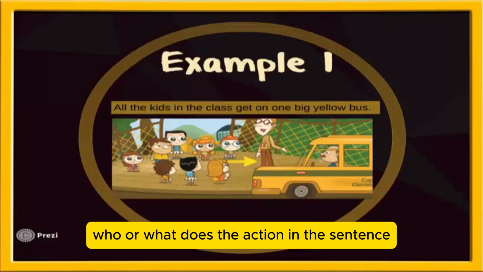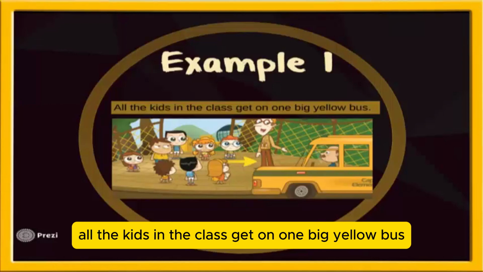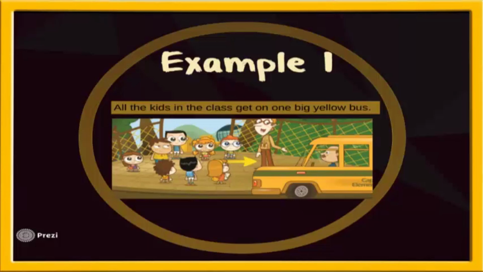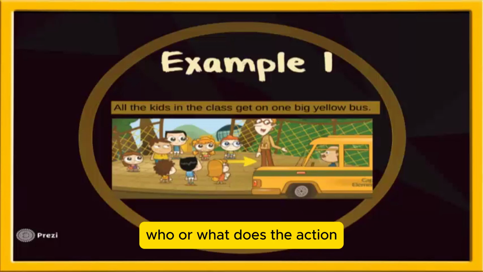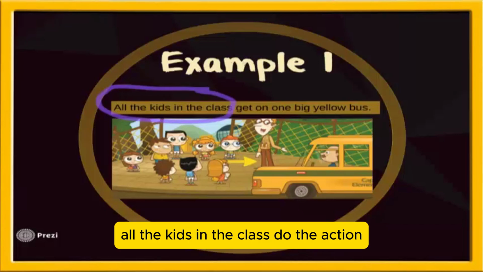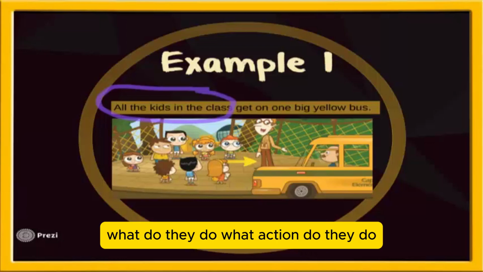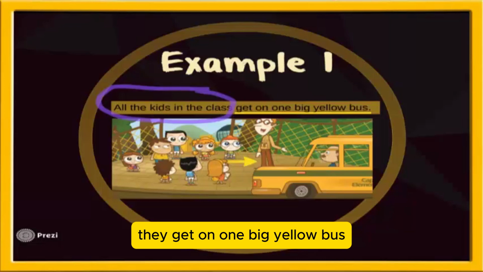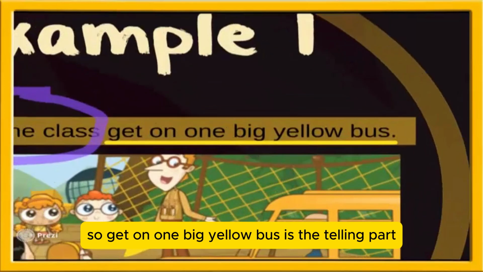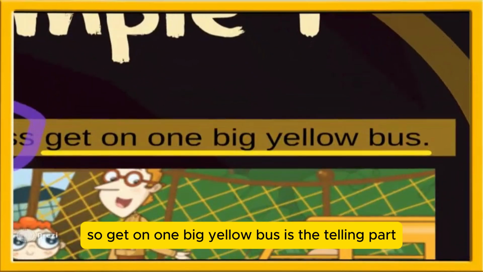In this sentence, all the kids in the class get on one big yellow bus. Who or what does the action? All the kids in the class do the action. So then, find the telling part. What do they do? What action do they do? They get on one big yellow bus. So get on one big yellow bus is the telling part.